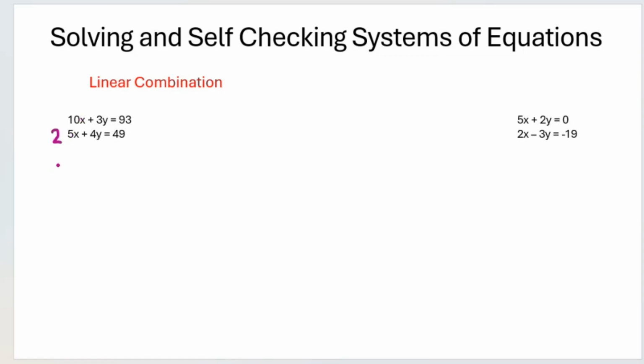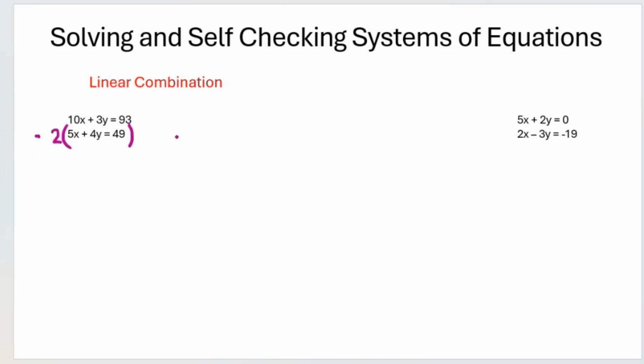Now, the other thing that we want to take into consideration is that we want one to be positive, one to be negative. So if I have a positive 10x, I'm actually going to multiply this second one by -2 to get to negative 10x. With a linear combination, you want to make sure that you are multiplying the entire equation. So let's actually do that.